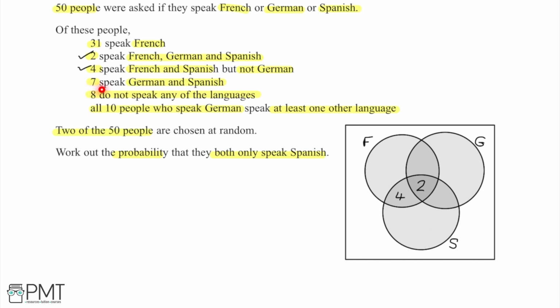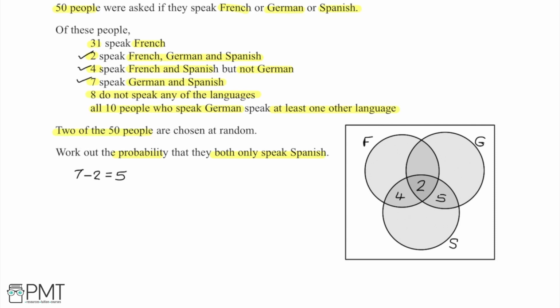We're then told that 7 speak German and Spanish, so the overlap between German and Spanish is this section here. However, we need to be a little bit more careful this time because the people that speak French as well aren't excluded from this statement, so they are actually included in the 7 that speak German and Spanish. So this whole section is going to sum to 7. However, we've already got 2 in this part, so this part here is just going to be 7, subtract that 2, which gives us 5 for this section here.